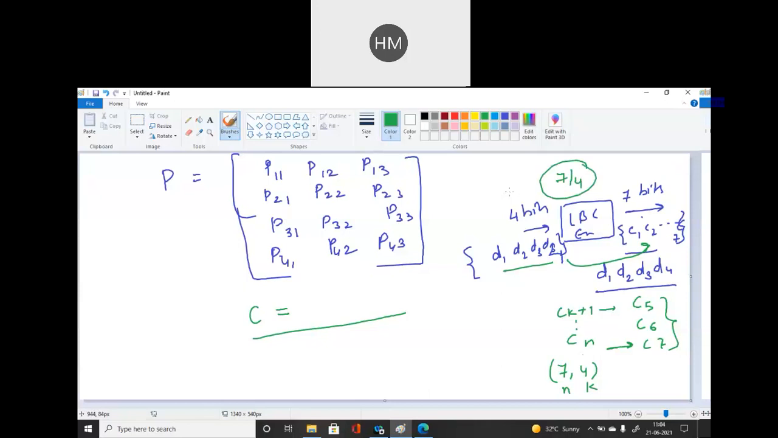Now you will write down the formula and find out the values of the code word. So C is equal to D into G. Students, please write it down properly. Finished, students? C is equal to DG.